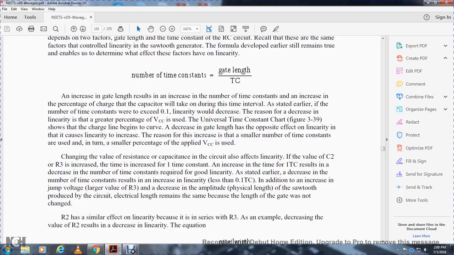The reason for the decrease in linearity with a greater percent of the collector voltage is the universal time constant chart in figure 339, which shows the charge line at the beginning of the curve. A decrease in the gate length has the opposite effect and causes linearity to increase. The reason is that a small number of time constants is used, and in turn a small percent of the collector voltage is used.